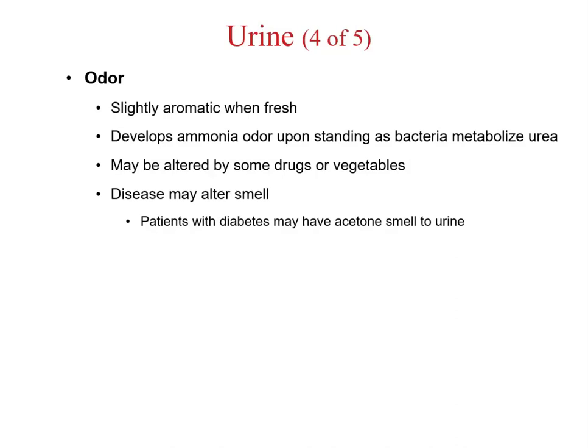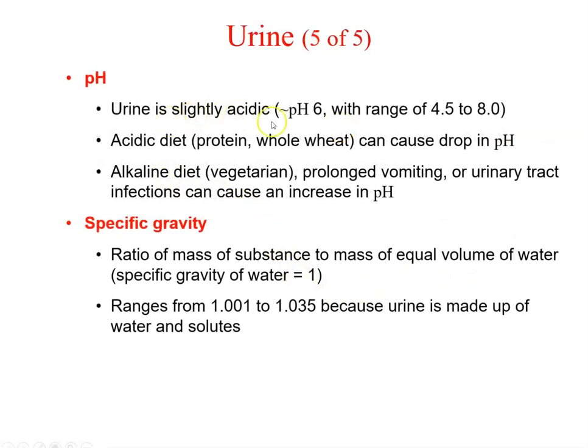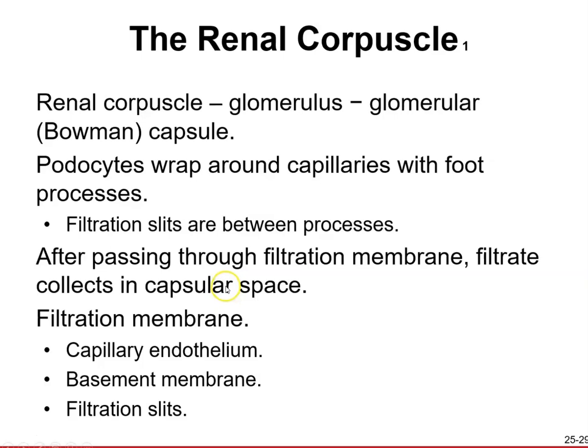Disease may alter smell. Patients with diabetes have an acetone smell to the urine. pH: urine is slightly acidic, with a pH of about 6. An acidic diet, protein, and whole wheat can cause a drop in pH. An alkaline diet, vegetarian diet, prolonged vomiting, and UTIs can increase your pH. Specific gravity is the ratio of the mass of a substance to an equal volume of water. Don't worry about that.